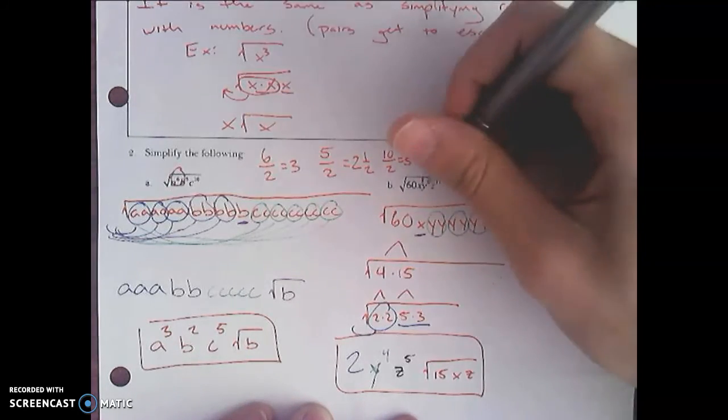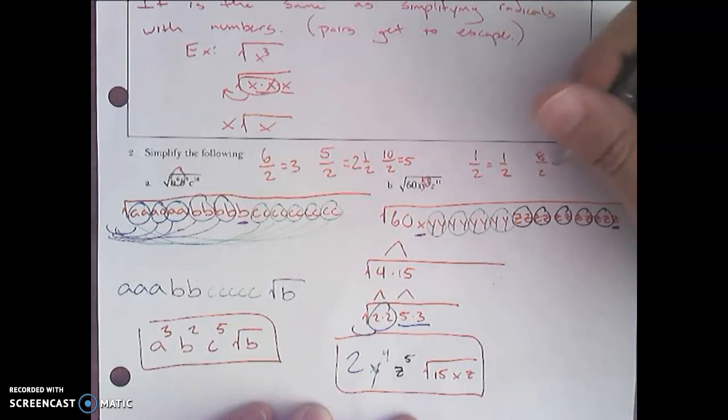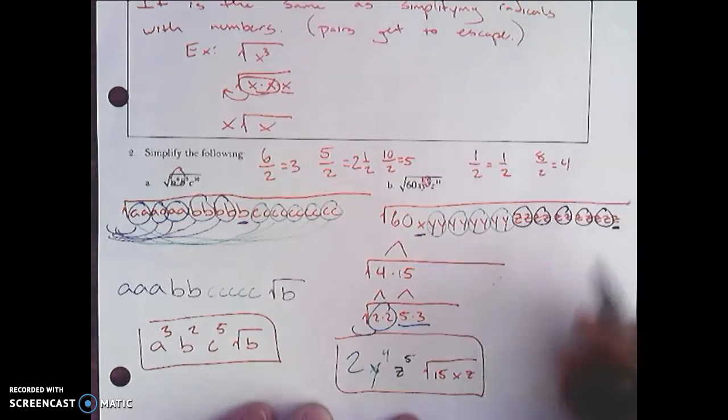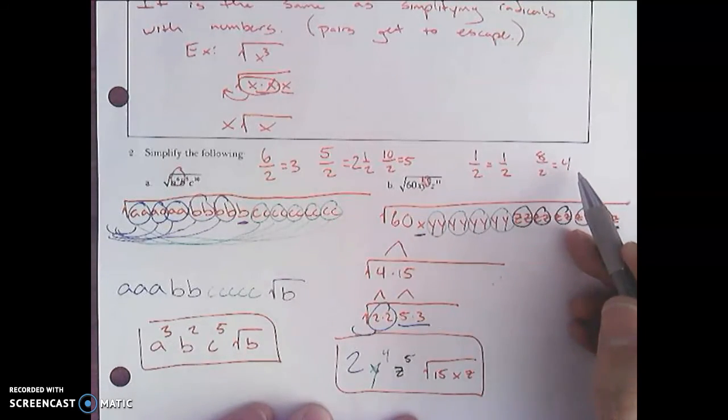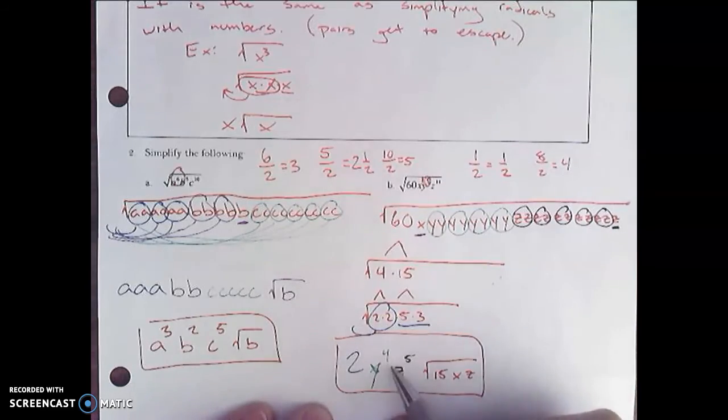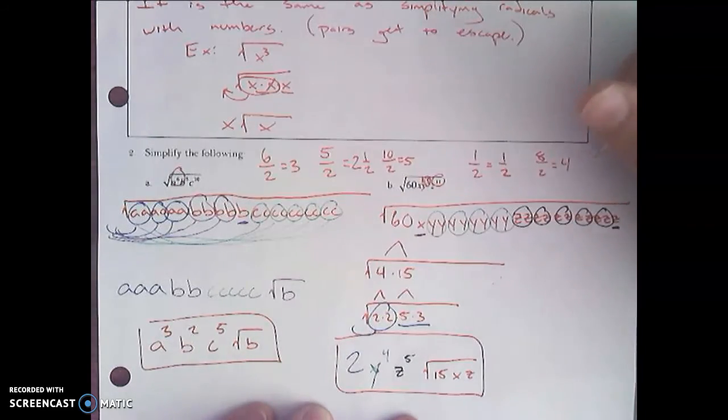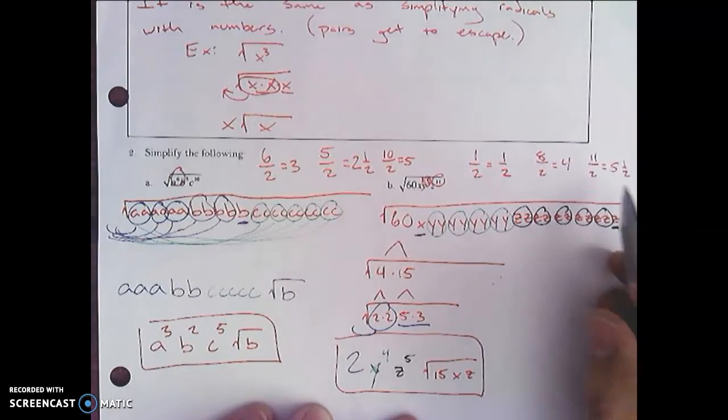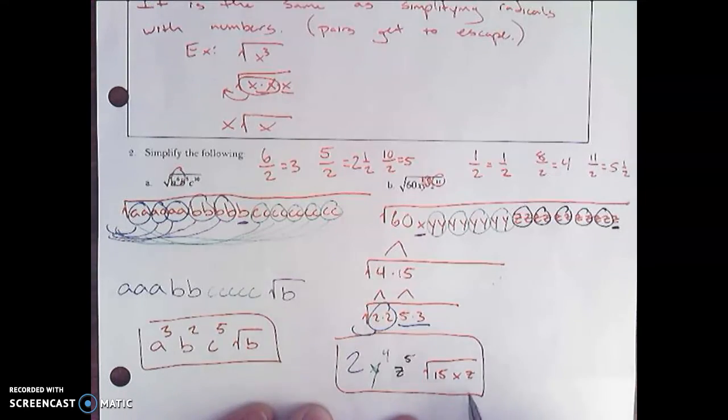Looking at our y to the 8th, we have 8 divided by 2. That is 4, so that tells us 4 comes out, there's nothing left over. So just 4 comes out and no y's on the inside. And then we've got 11 divided by 2. That gives us 5.5. So that tells us we have 5 that come out, and 1 of them stays inside. So 5 z's come out, and then 1 stays inside.